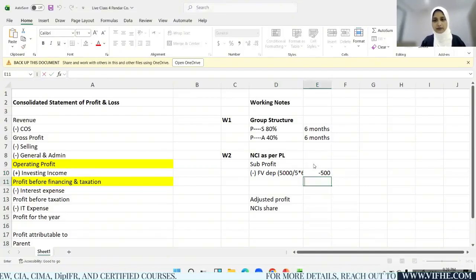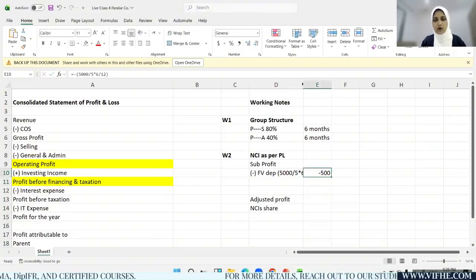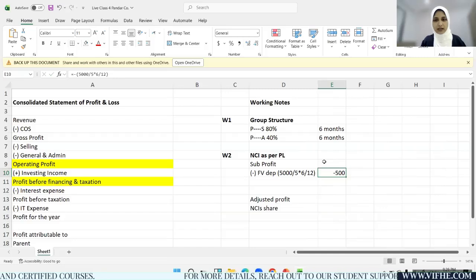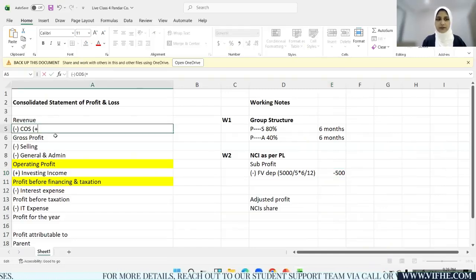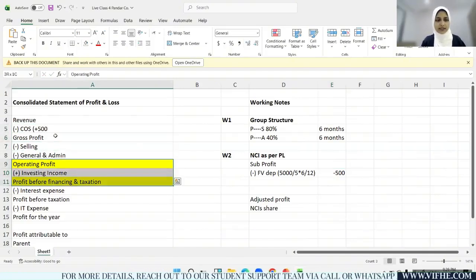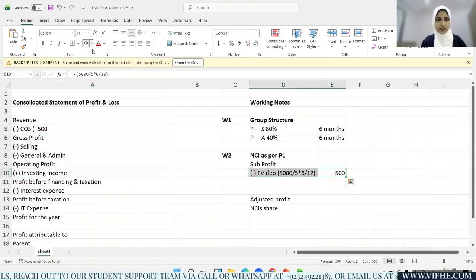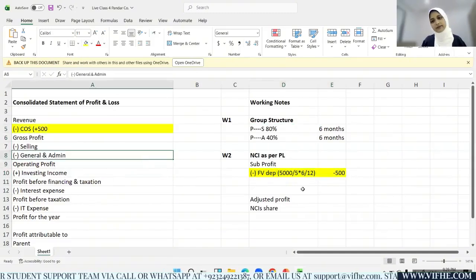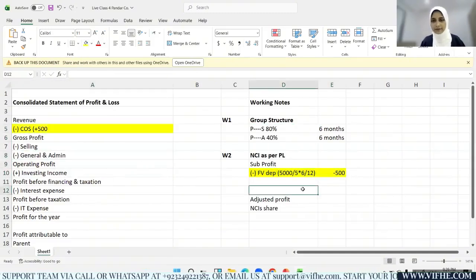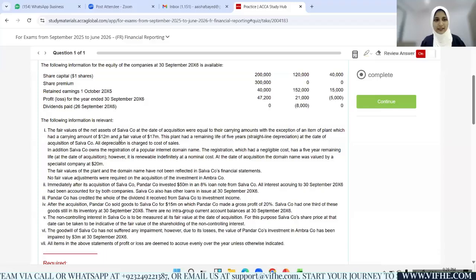Absolutely correct. Okay. Now, the same increase in depreciation will impact my cost of sales. So two places you have to give the impact. One is in the NCI working and another is on the face of the P&L. Okay, this is my latest working that I have done. The fair value depreciation 500 and over your face of P&L 500. All right. Now the next thing that you will do.